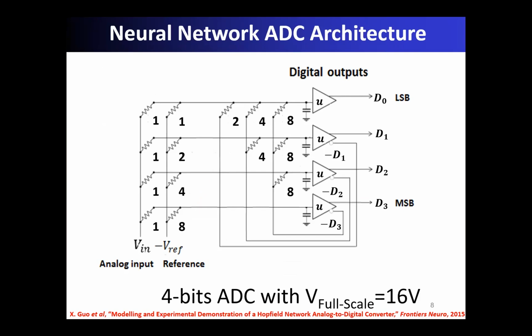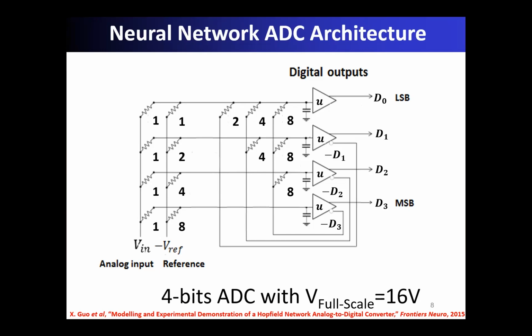So here, every triangle represents a decision-making neuron. It's simply a comparator function, and D3 is the MSB, D0 is the LSB, Vin is the analog input, and Vref is a reference of 1 volt. This is an example only for illustration and simplicity. Actually, this architecture works successively from the MSB into the LSB, similarly to the SAR ADC operation.